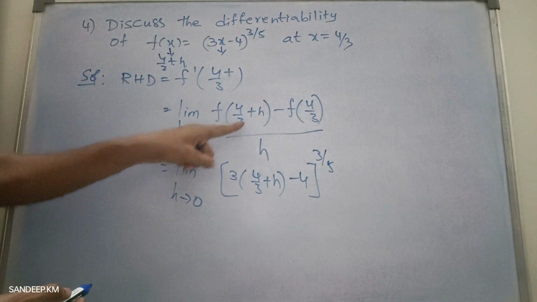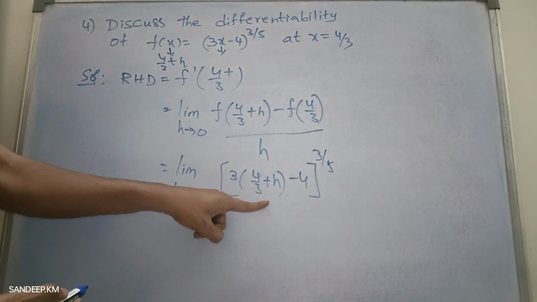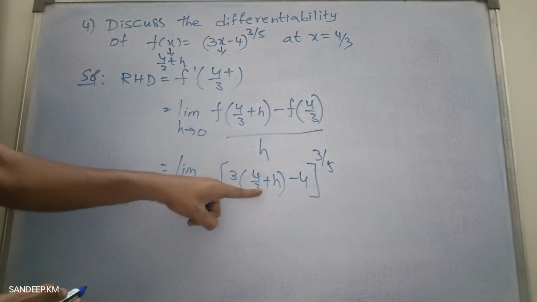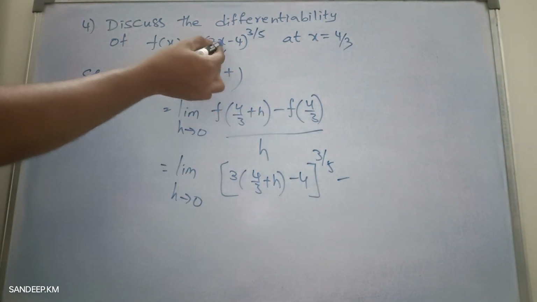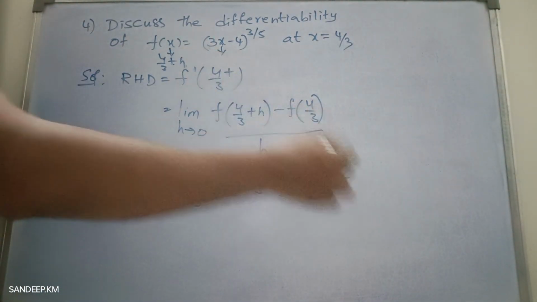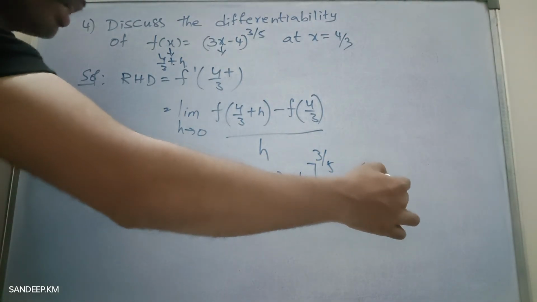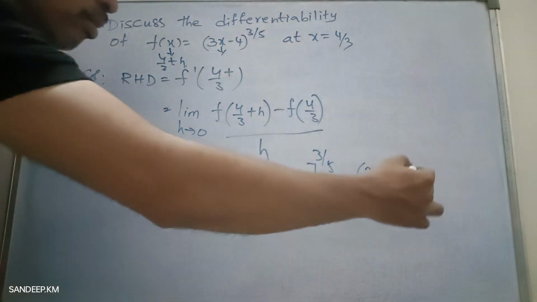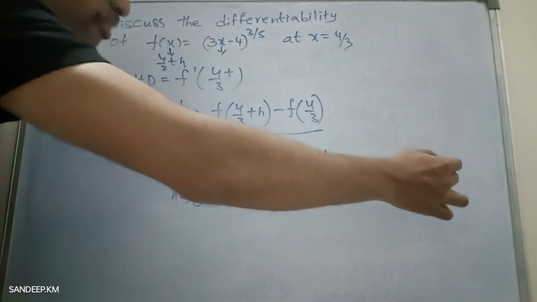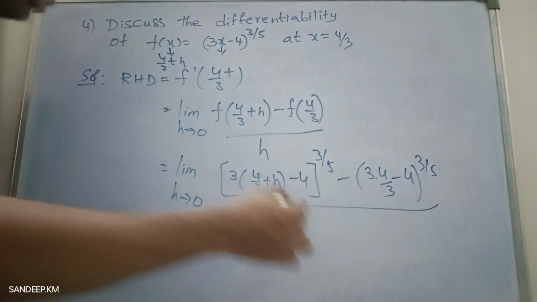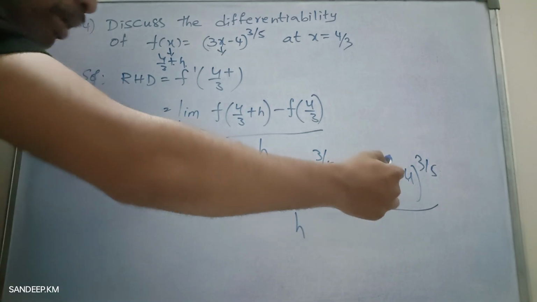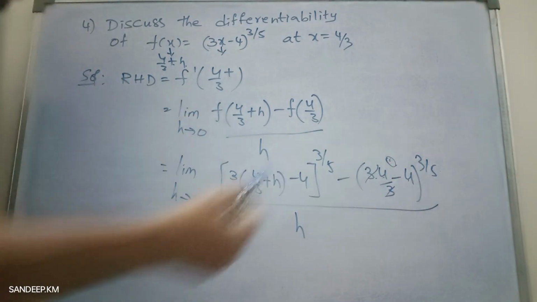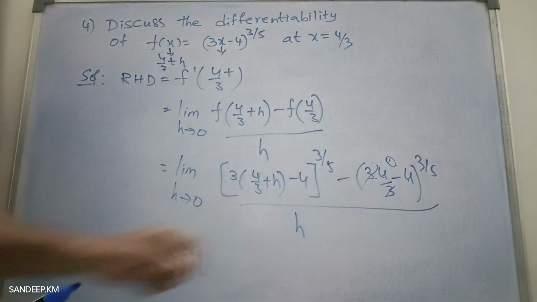F of 4 by 3 plus h is this, so instead of x, we have written 4 by 3 plus h. Now minus f of 4 by 3. Try to find what is f of 4 by 3. It is 3 into 4 by 3 minus 4 whole power 3 by 5, whole divided by h. Dear students, 3 into 1 by 3 will get cancelled. 4 minus 4 is 0, 0 power 3 by 5 is also 0, so this term is gone.